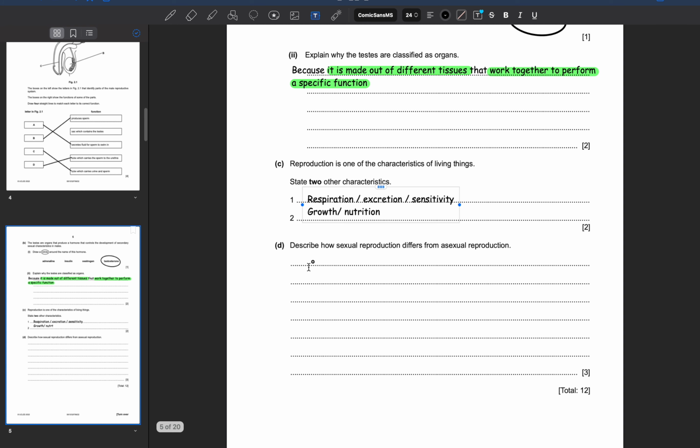Describe how sexual reproduction differs from asexual reproduction. Here he wants the differences between sexual and asexual reproduction. This is a description question, so again I answer in a paragraph, not in points. For a question like this, I can't just say it needs two parents. Why not? Because I have to specify what it is that needs two parents. So first I say what I'm talking about.